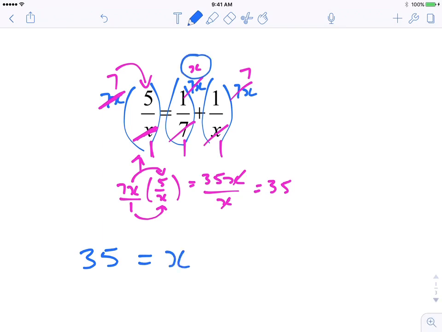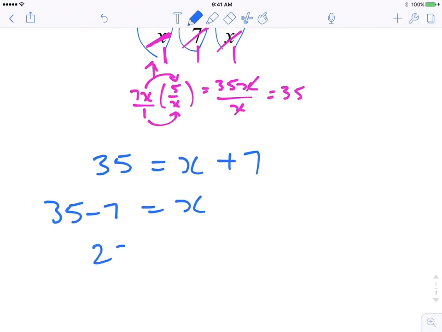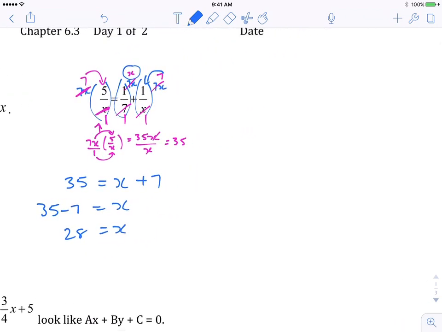So equal x plus, and then we have 7 times the 1. And 7 times 1 is positive 7. And then we have 35 equal x plus 7. 35 minus 7 equal x. And 28 equal x.